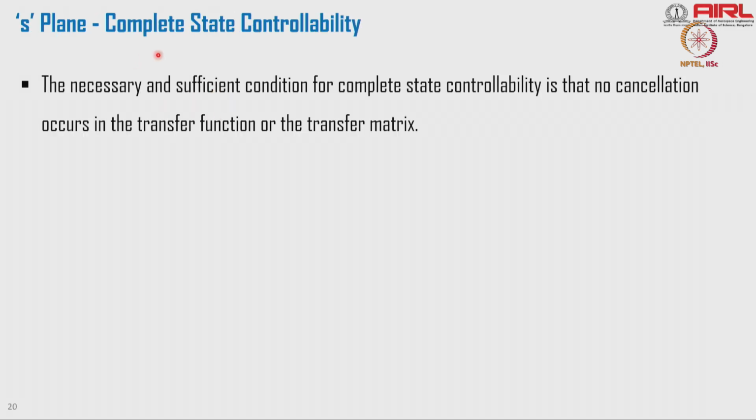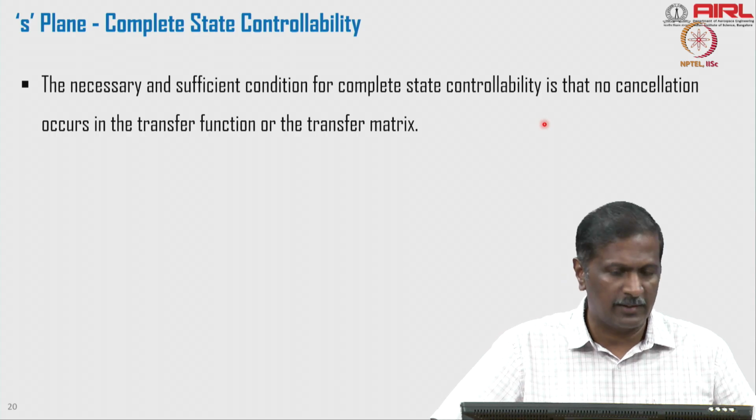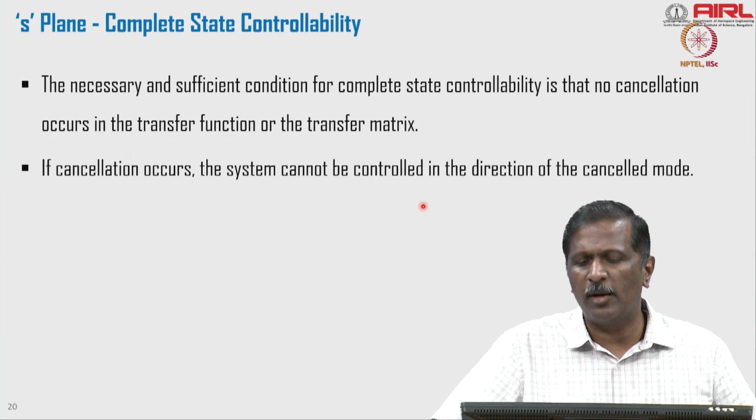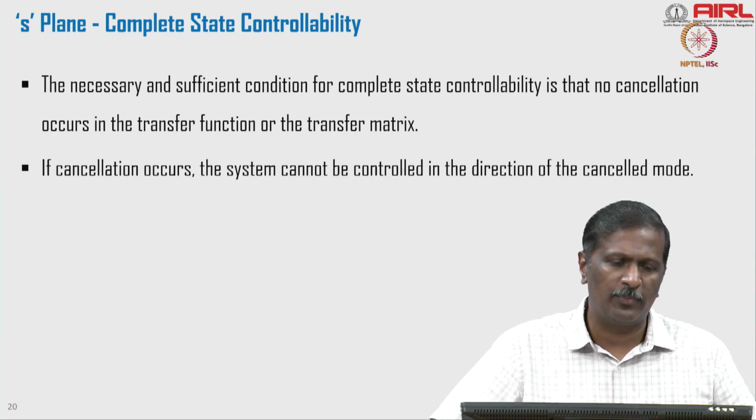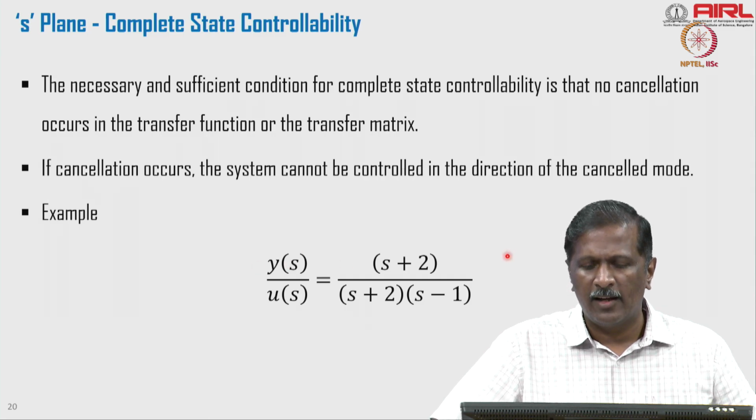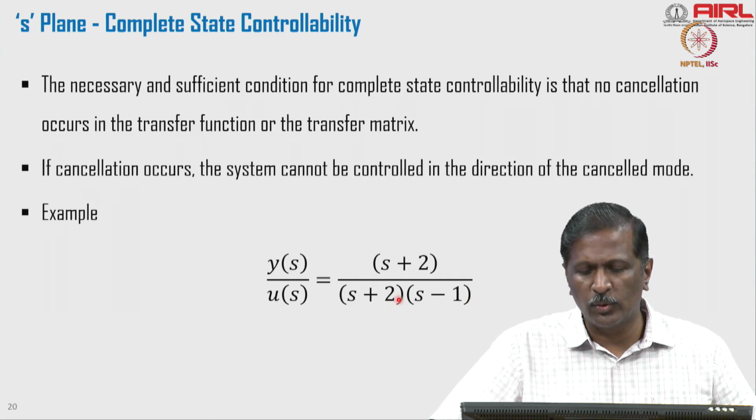Now, what is the necessary and sufficient condition for complete state controllability? Remember, there should not be any pole zero cancellation in the transfer function or the transfer matrix. If a pole zero cancellation occurs, the system cannot be controlled in the direction of the cancelled mode. For example, if I take a system y of s by u of s, it has two poles, one at 2 and another at s, s minus 1. The numerator has a zero.